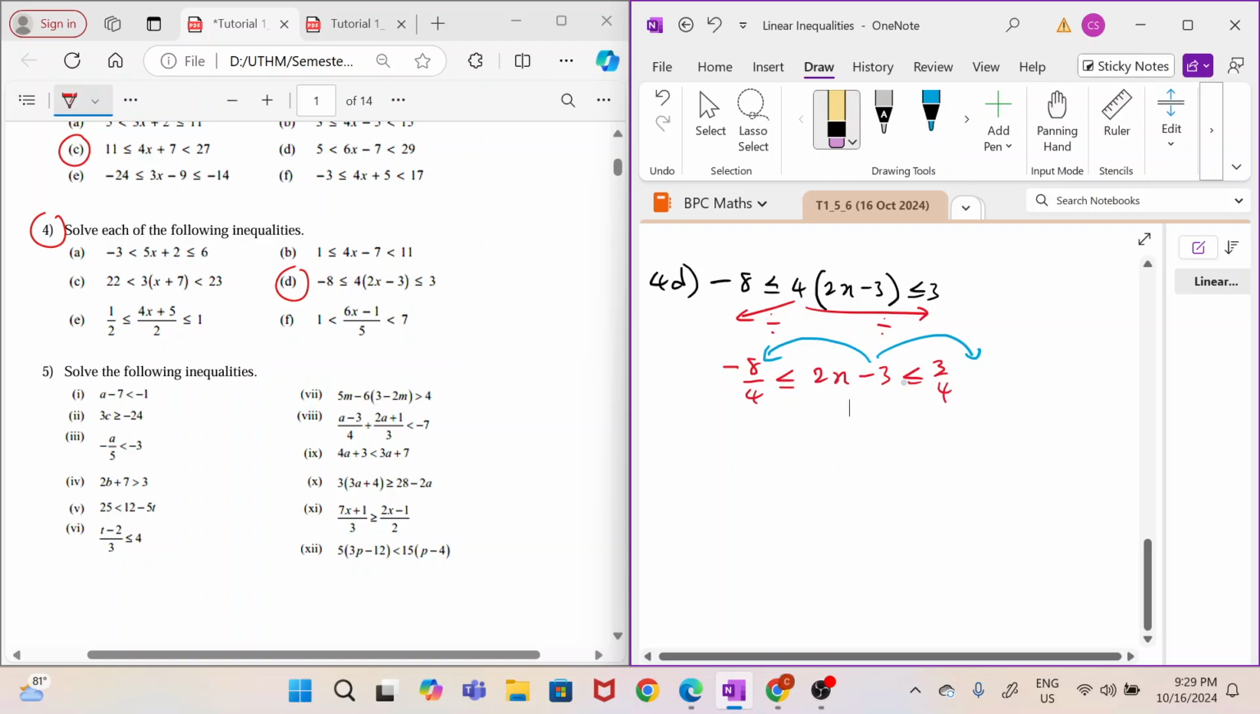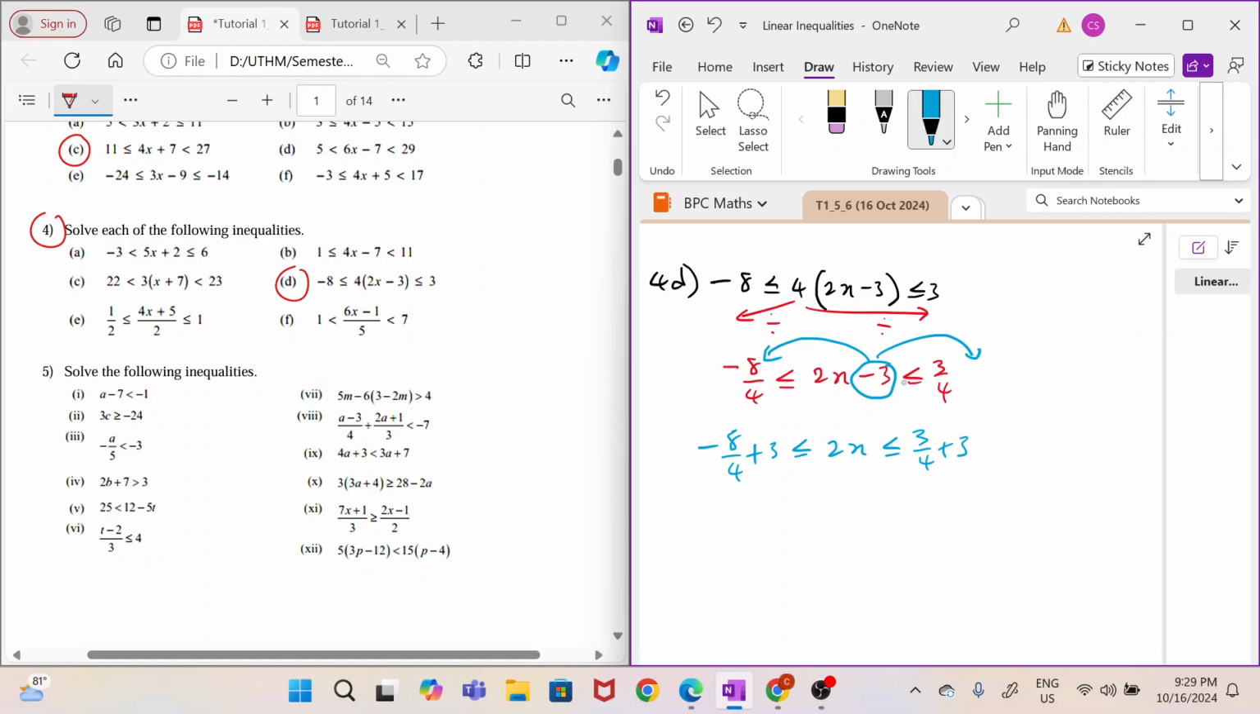If there's a negative, you have to bring the negative together. So you bring that side, it becomes positive. And then if you press in the calculator, this one becomes 1.